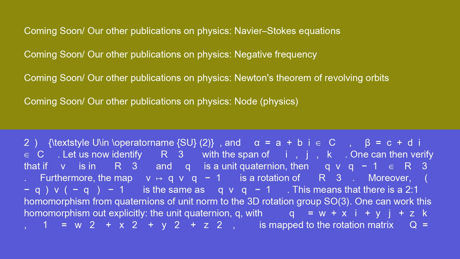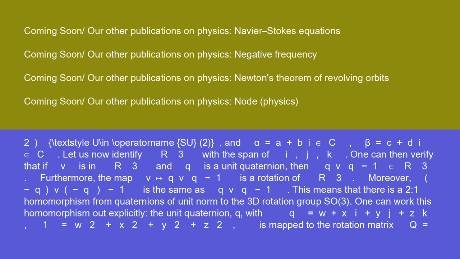Let us now identify R³ with the span of i, j, k. One can then verify that if v is in R³ and q is a unit quaternion, then qvq⁻¹ is an element of R³. Furthermore, the map v ↦ qvq⁻¹ is a rotation of R³. Moreover, (−q)v(−q)⁻¹ is the same as qvq⁻¹. This means that there is a 2:1 homomorphism from quaternions of unit norm to the 3D rotation group, SO(3).